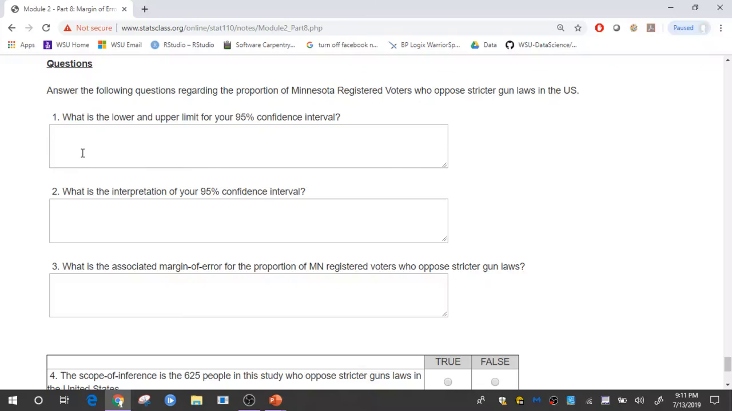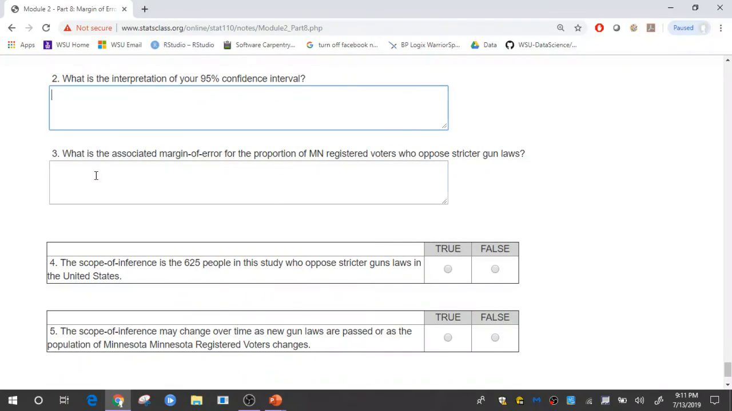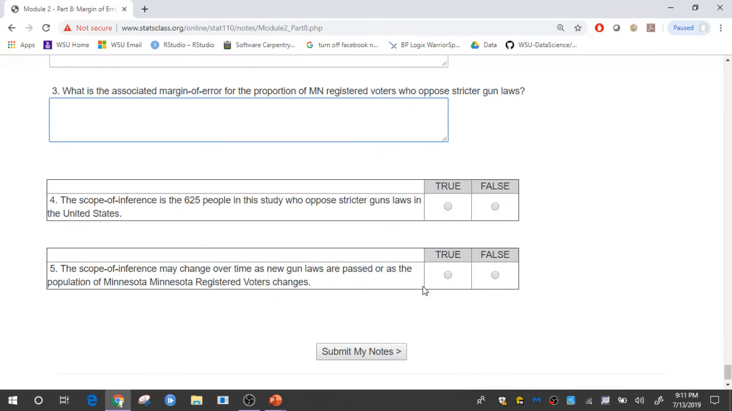So just what are your lower and upper limits? Provide an interpretation for me. Compute the margin of error for me here. And then just answer a couple true-false questions.